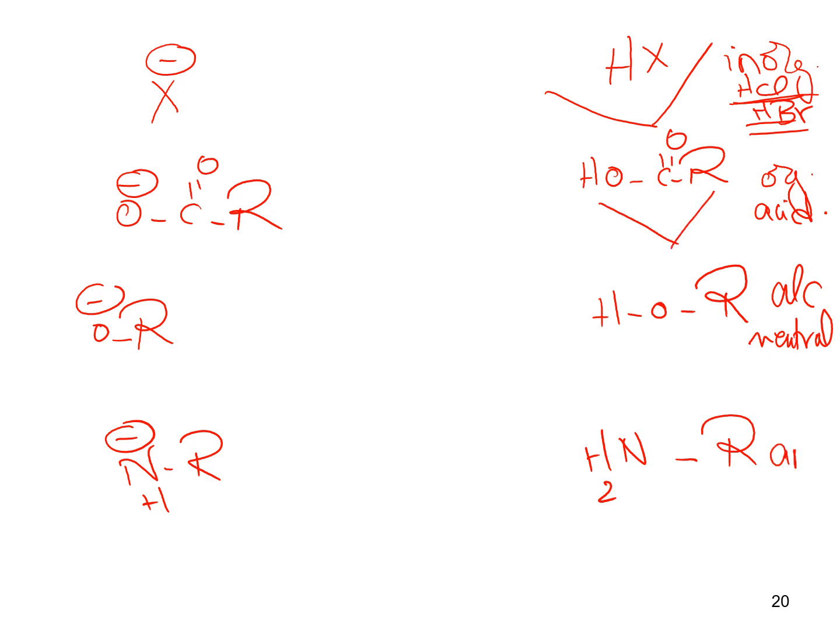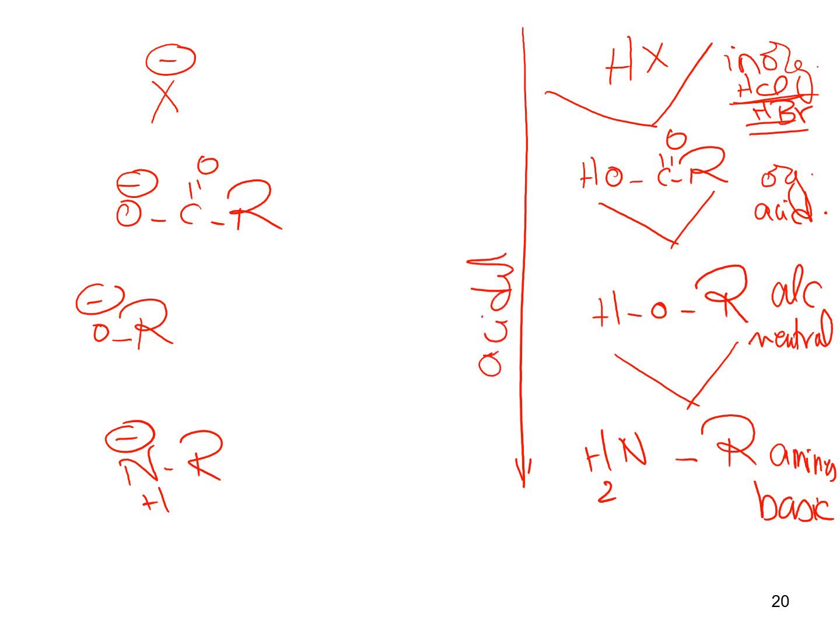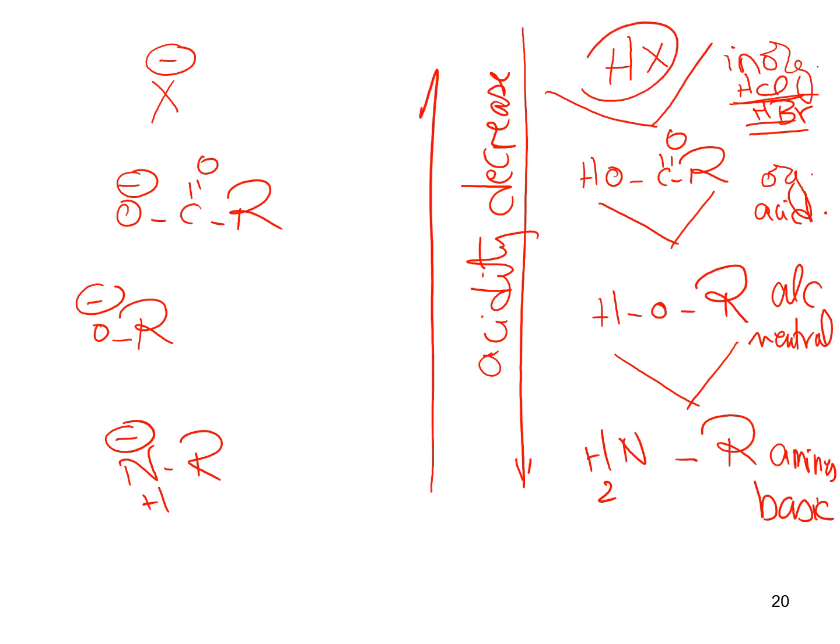Now, amines are basic compounds. If a compound is basic, then it's not acidic whatsoever. So the alcohols that are neutral are considered more acidic than basic compounds such as amines. This is the order of acidity. In this direction, acidity of these compounds decreases. The hydrogen halides are the most acidic. So basicity will decrease in the other direction.